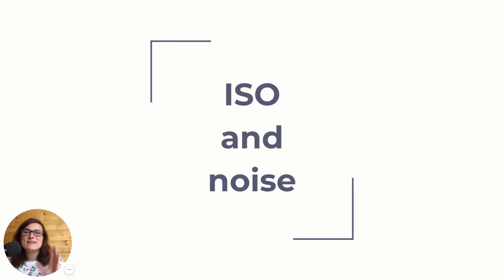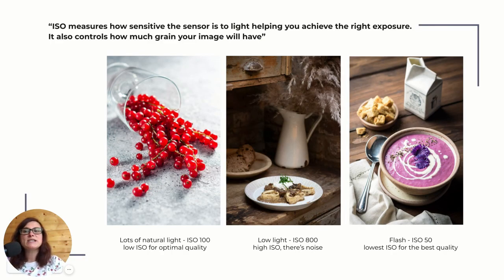Let's dive in. ISO is one of the three pillars of exposure alongside aperture and shutter speed. And today I'm going to explain to you what it is, what it does, and what is digital noise. ISO measures how sensitive the sensor is to light, helping you achieve the right exposure. It also controls how much grain your image will have.